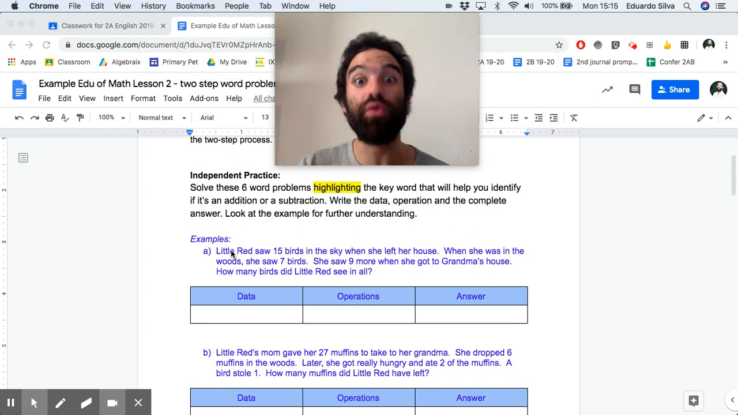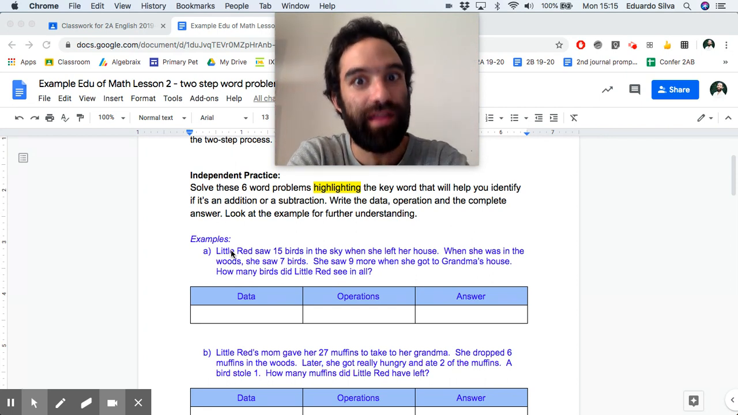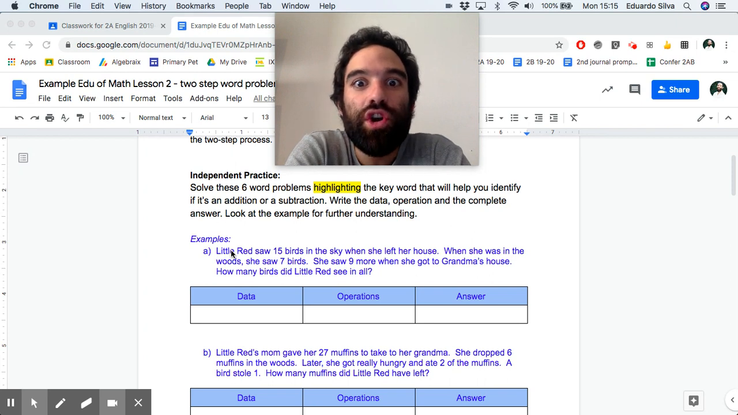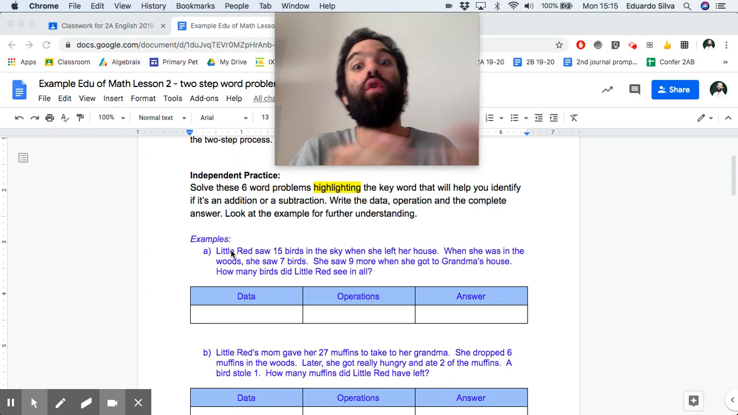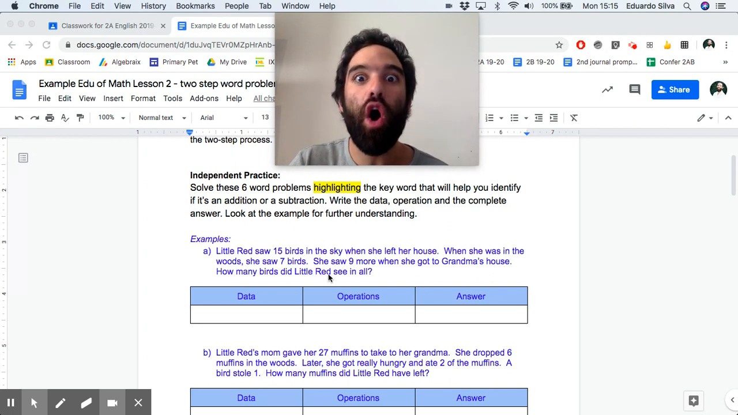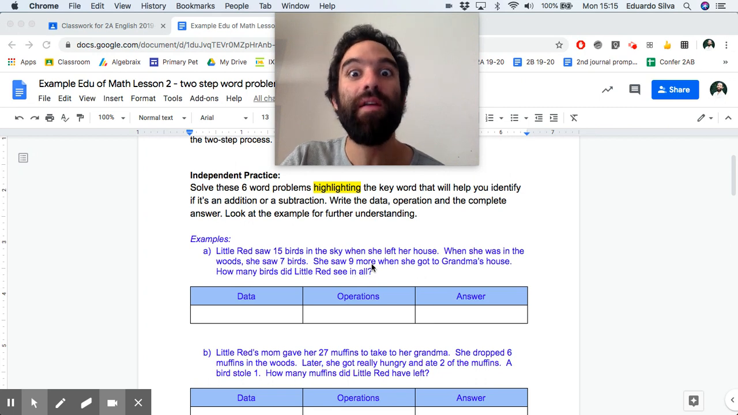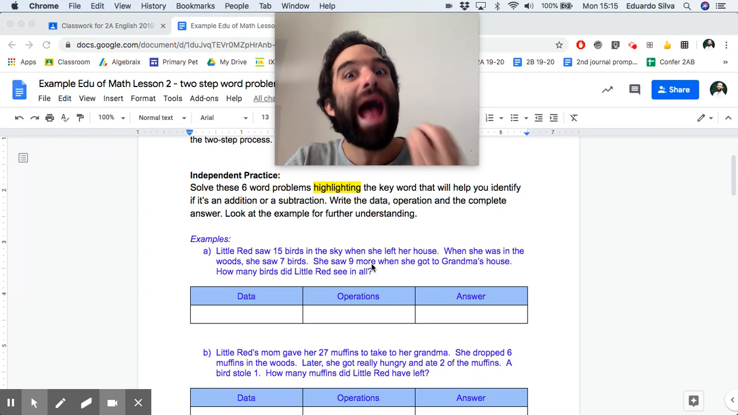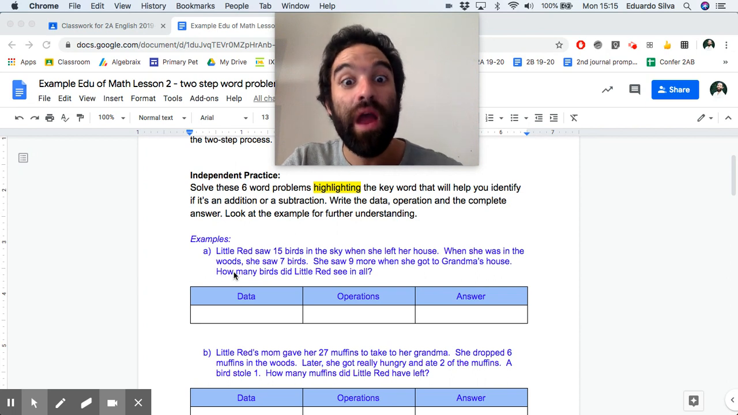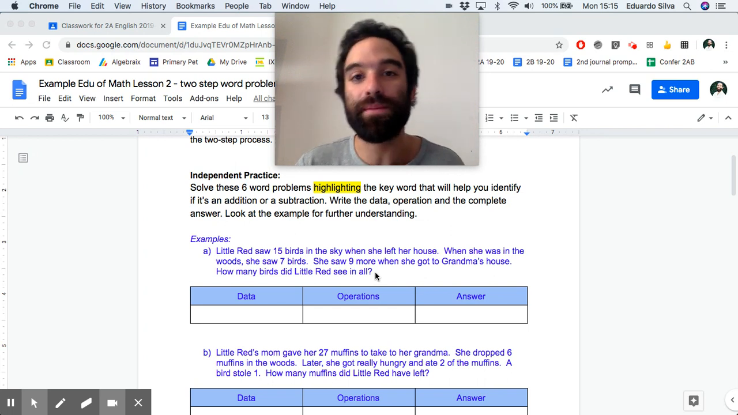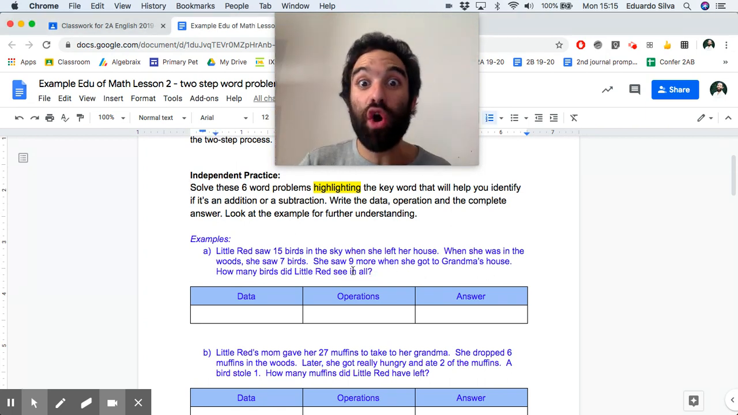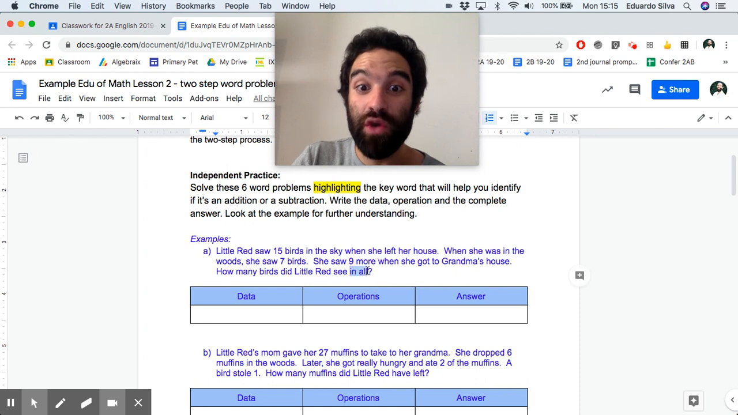So the first thing we have to do, just like last week in our math lesson, is make sure what they are asking us, okay? We need to find the key word to know if it's an addition or a subtraction. If you take a look at this one, always the keywords are usually in the question. That's the important part of word problems because that's what they're asking us. So in this one, the question says, how many birds did Little Red see in all? Now, in all is a synonym or similar to total, okay? So they're asking us, how many birds did you see in total? So this would be our keyword, okay?